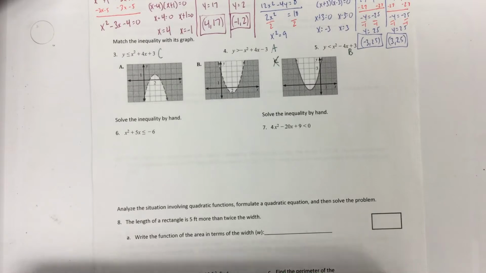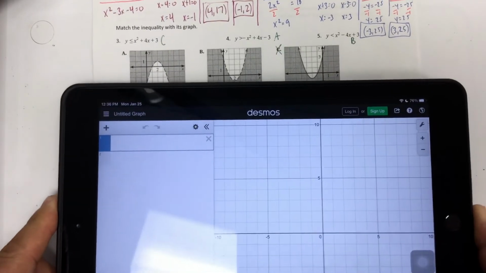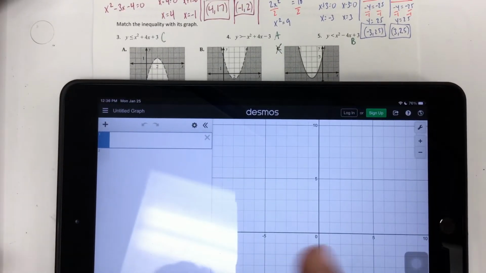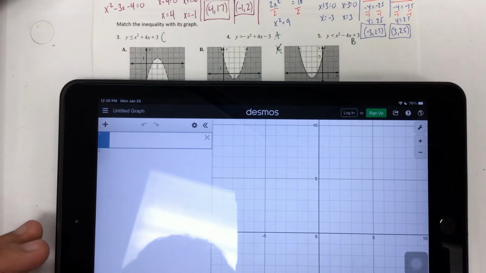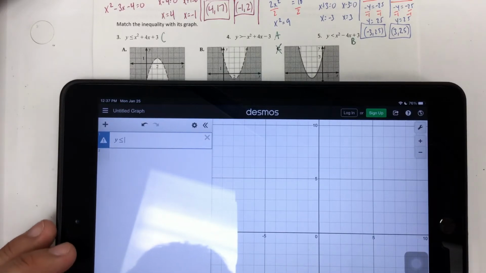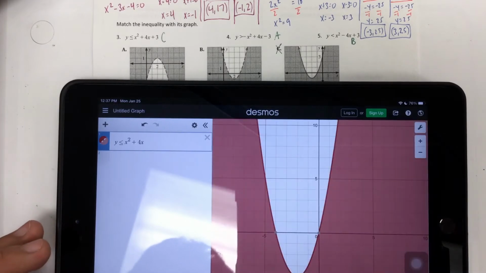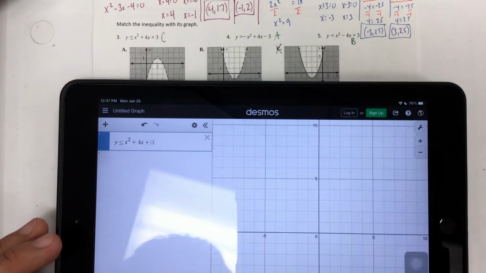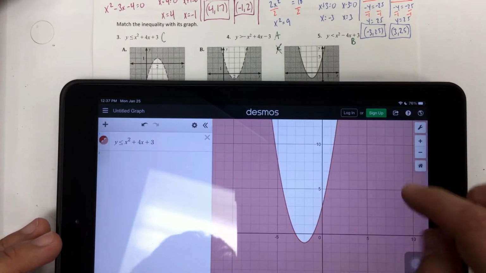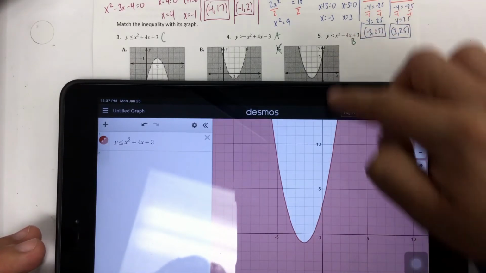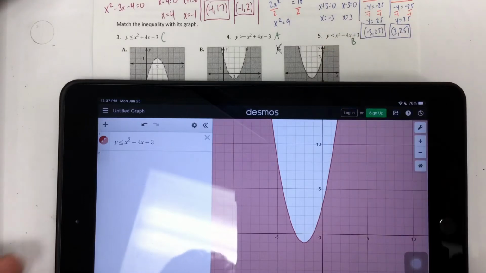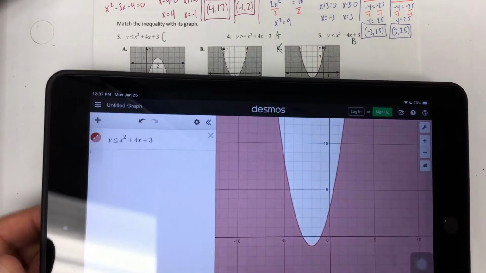But just to show you what you can do, if you have forgotten a little bit of this, you can type it into Desmos. So y is less than or equal to x squared plus 4x plus 3. And we can see right here that that does match up with letter C. You can see there on the outside facing up. Okay, so that's how you could do numbers 3, 4, and 5.